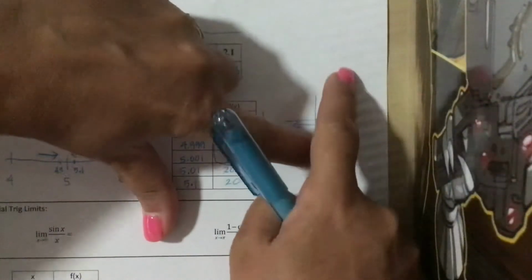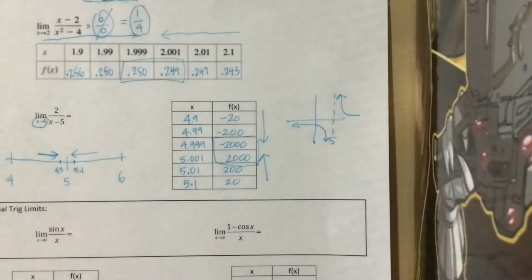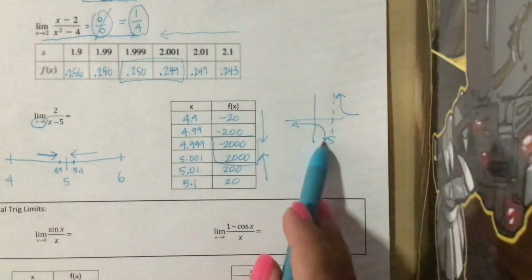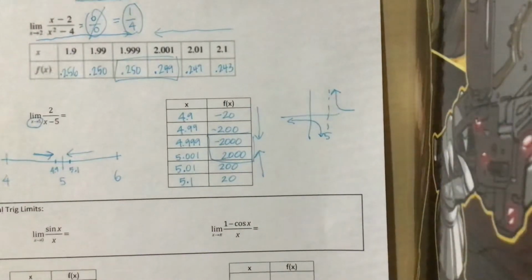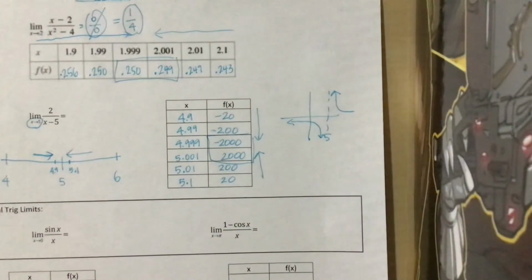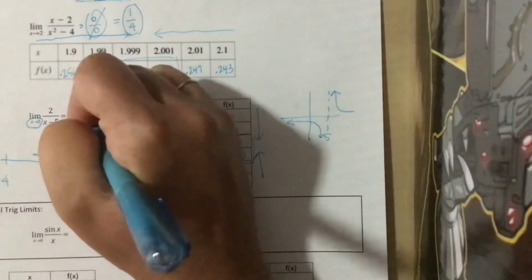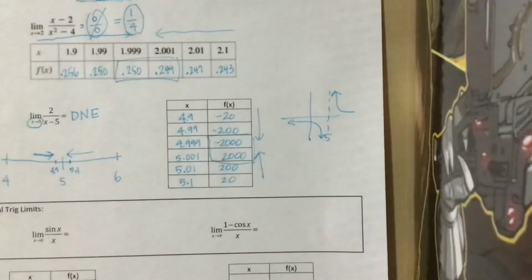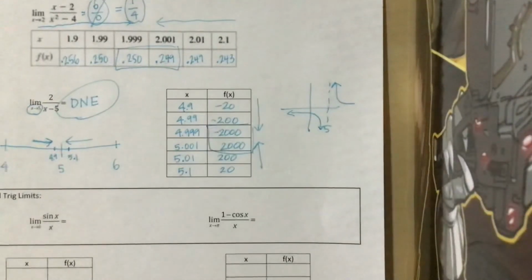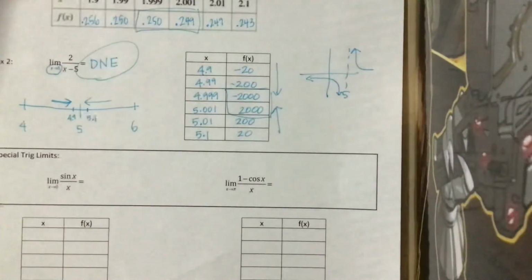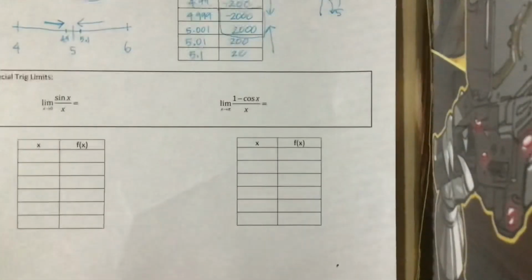So again, the idea of, are your fingers coming together if you're on this graph? No, they're obviously heading in different directions. These are what we've sometimes referred to as unbounded limits. Okay, so we're going to say that this limit does not exist because our left and right hand limits are going in different directions. Okay, circle that up. Okay, so now let's go ahead and do a couple of these guys down here.